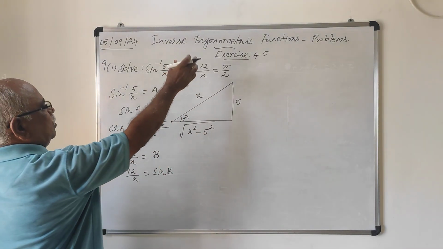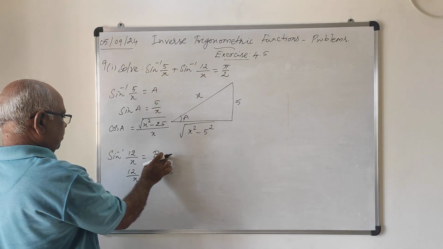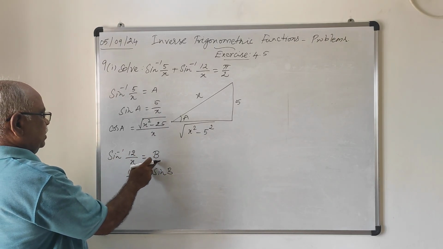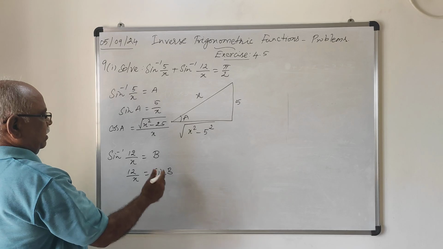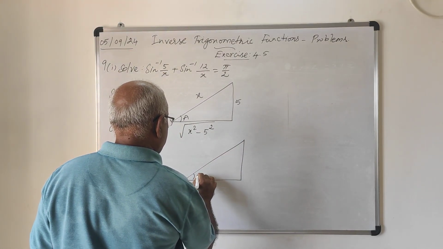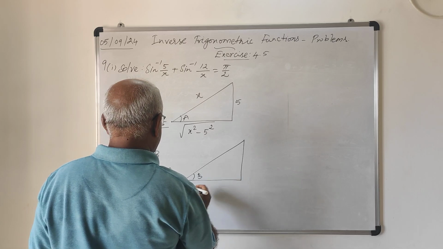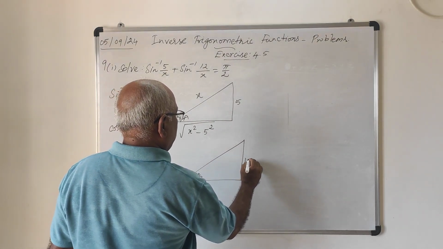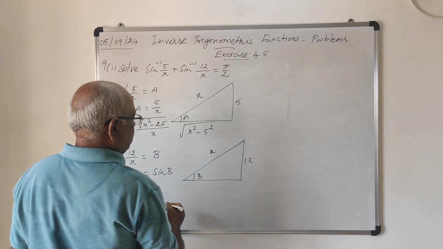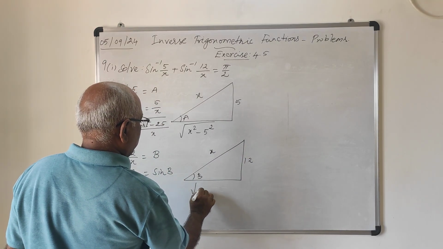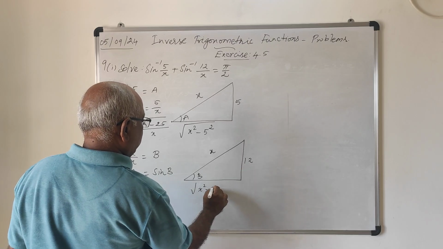Similarly, consider sin inverse of 12 by x as B. So 12 by x is sin B. For this also, consider a right angle triangle. Sin B is opposite by hypotenuse. From this, the adjacent side is root of x square minus 12 square.